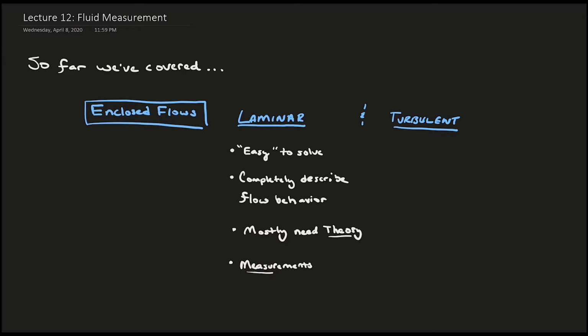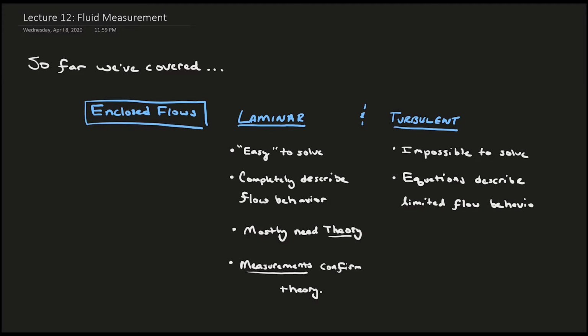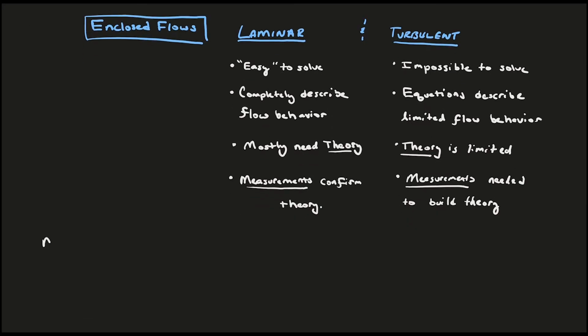the theory. Turbulent flows have been less simple, and we find that the equations in their full form are impossible to solve. The equations can be simplified down to the Reynolds average Navier-Stokes, which we solved in the last lecture, but this only describes the average flow behavior, so what we get from this theory is very limited. Measurements are required here to further our understanding and to build upon theory.